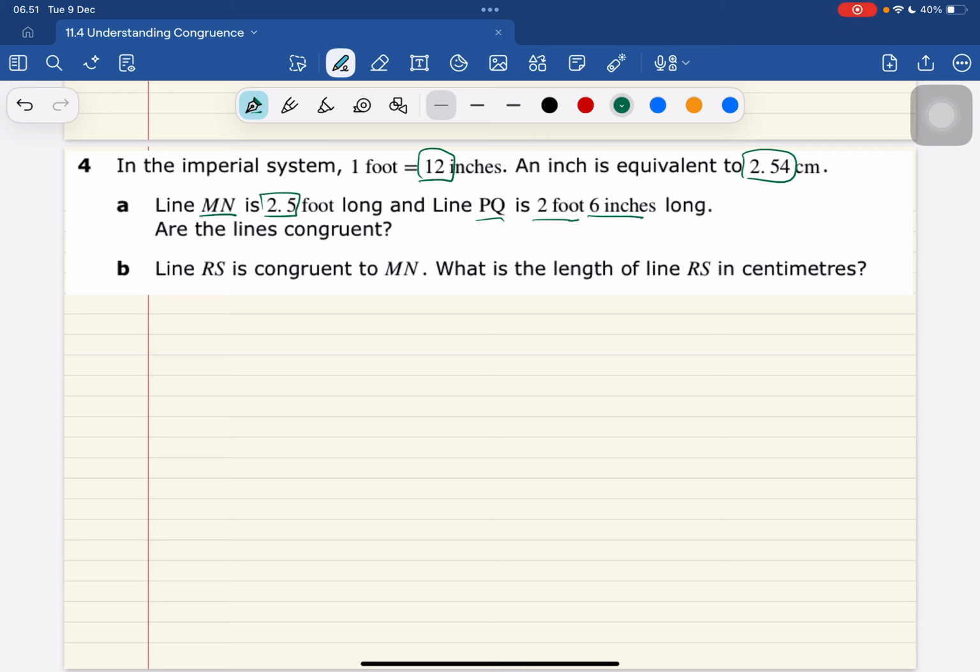Let us convert all of them into centimeter. So 2.5 we will multiply by 12 to make it inches. 2.5 times 12 is 30. So this is 30 inches for the MN. Let us convert into centimeter. So 30 times 2.54. So this is going to be 76.2 centimeter.